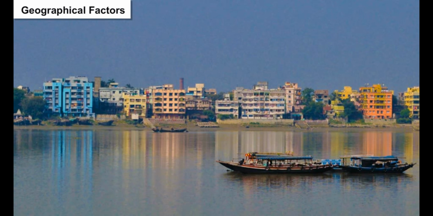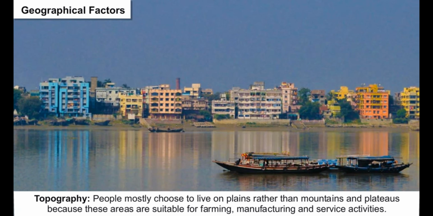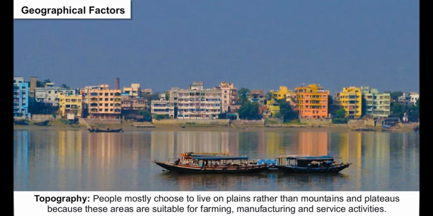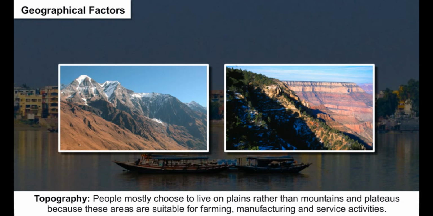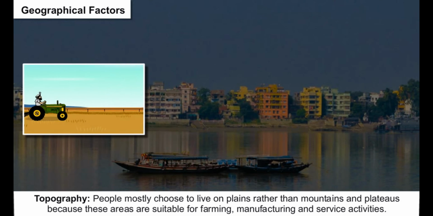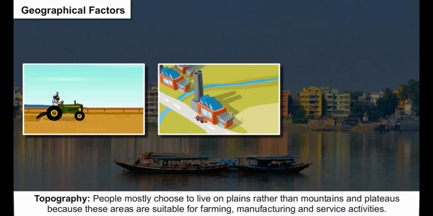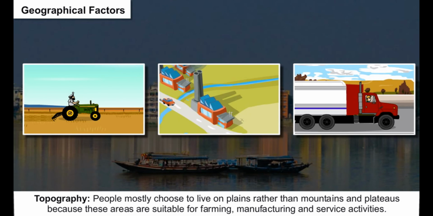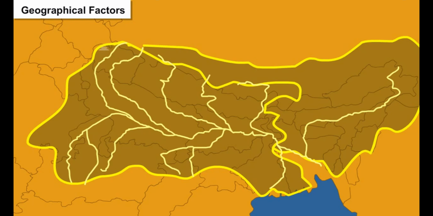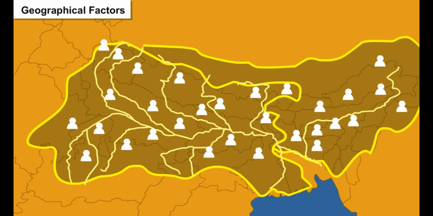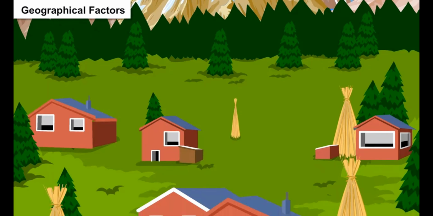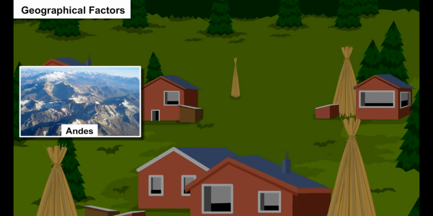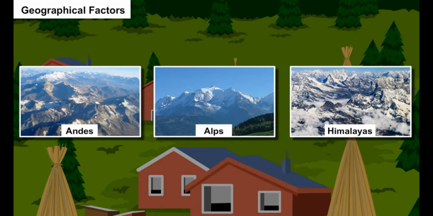Geographical factors. Topography. People mostly choose to live on plains rather than mountains and plateaus because these areas are suitable for farming, manufacturing and service activities. Example, the most densely populated area of the world is the Ganga Plains. Sparsely populated areas are mountains like the Andes, Alps and Himalayas.